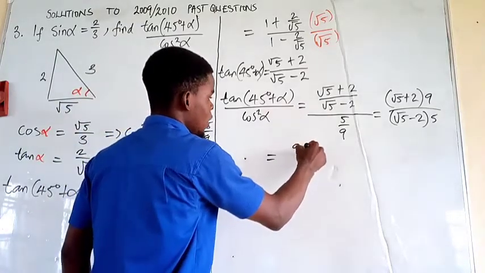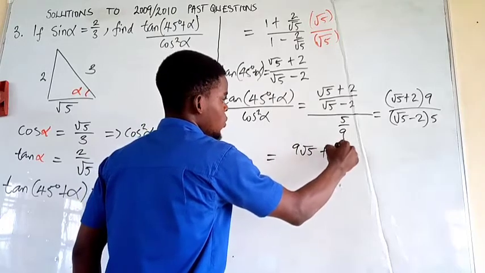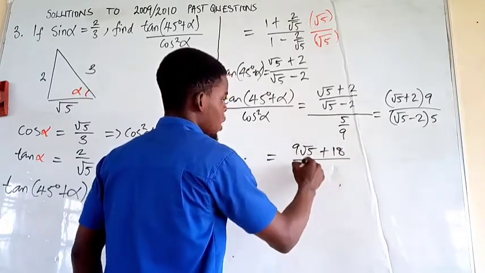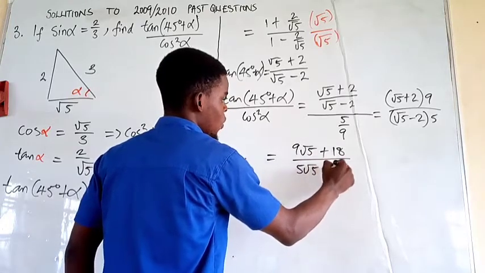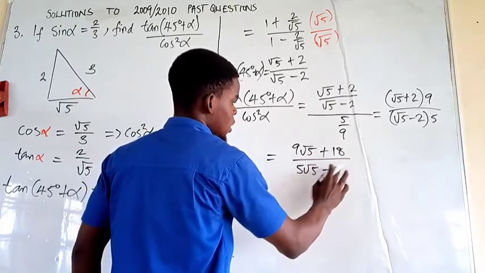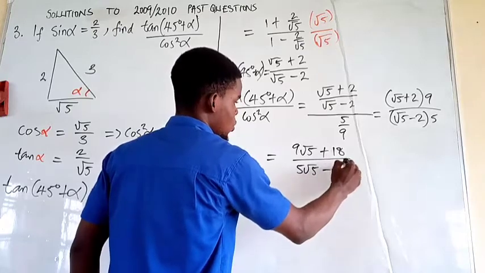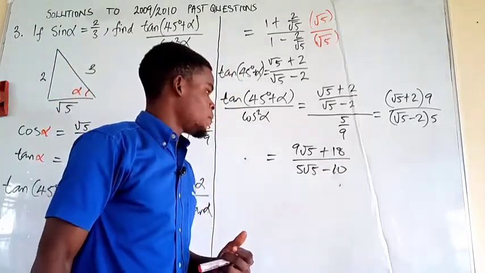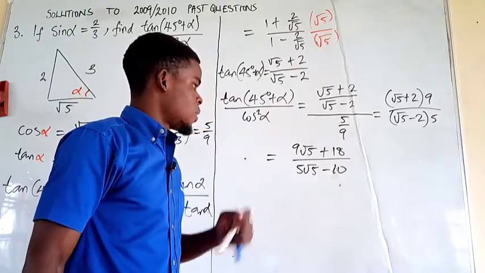I will have 9 root 5 plus 9 times 2, which is 18, divided by 5 root 5 minus 10. I'm just writing minus 2, okay, that's minus 10. So this could be a nice place to stop. Yeah, this is a nice place to stop.